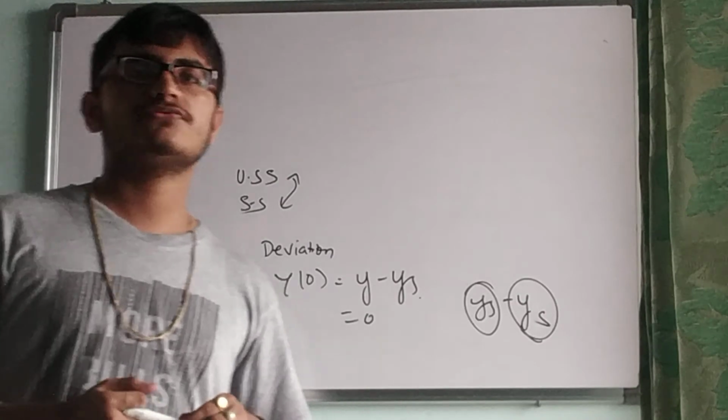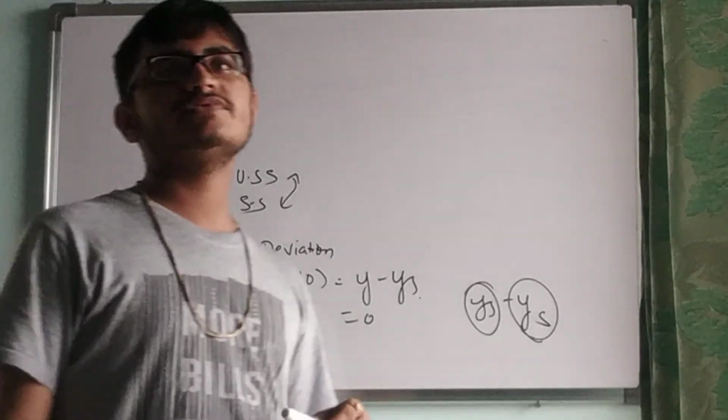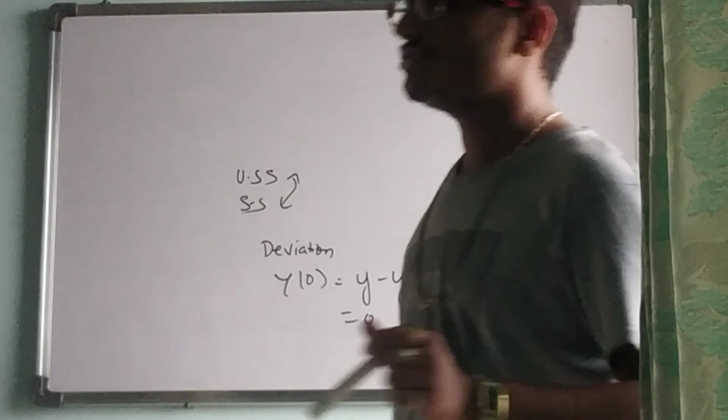Then you will apply the Laplace transform and you get y of s by x of s, which is 1 by tau s plus 1 for the first order type system.